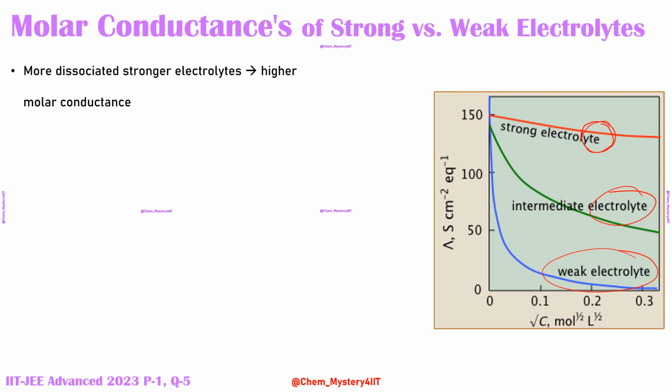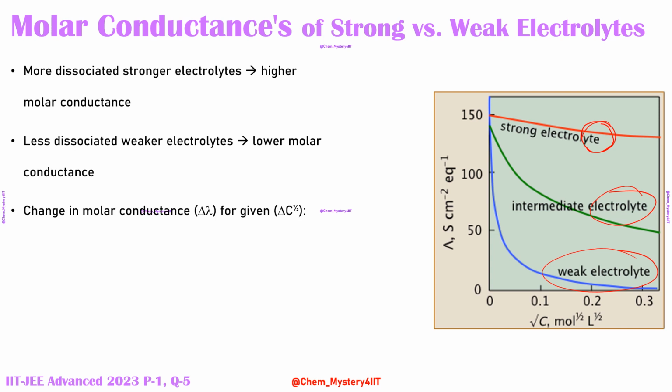So as we change the value of the concentration, and this is the square root of C, there will be a change in molar conductance as well. Now this change we are talking about, the delta lambda, for the same change in delta C, let us say we are changing the concentration from 0.1 to 0.2. The change in molar conductance for the weak electrolyte at most concentrations will be way greater in comparison to the change for the same concentration for the strong electrolyte.